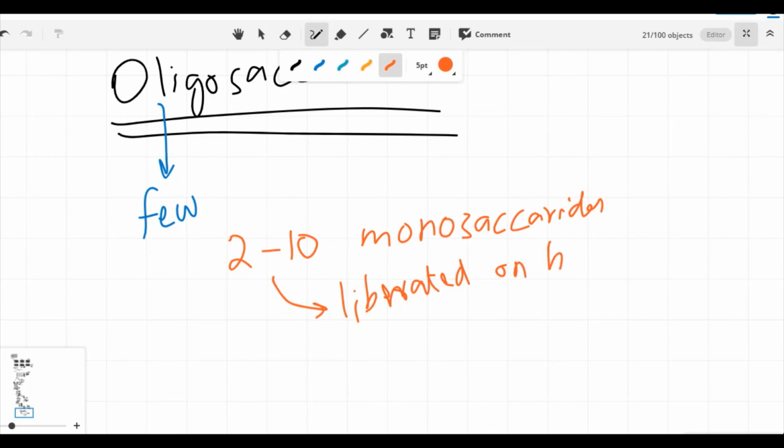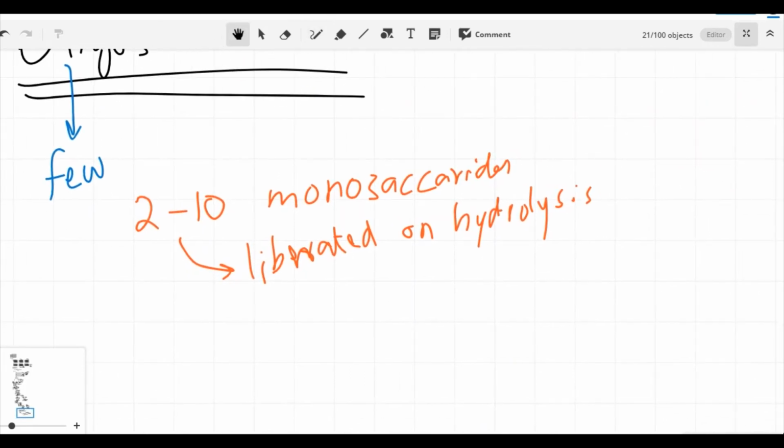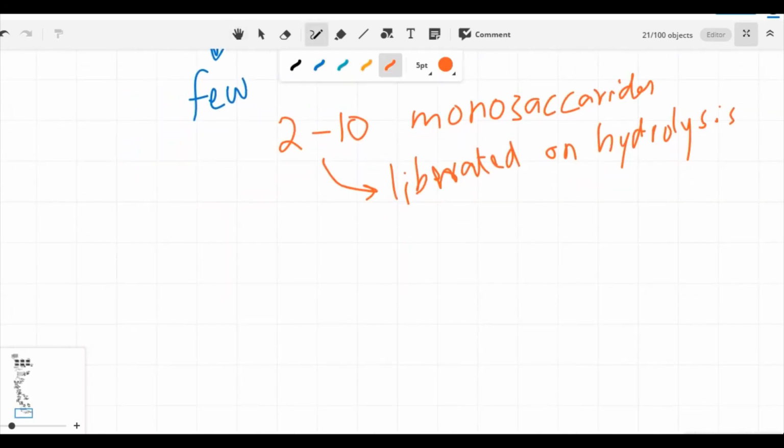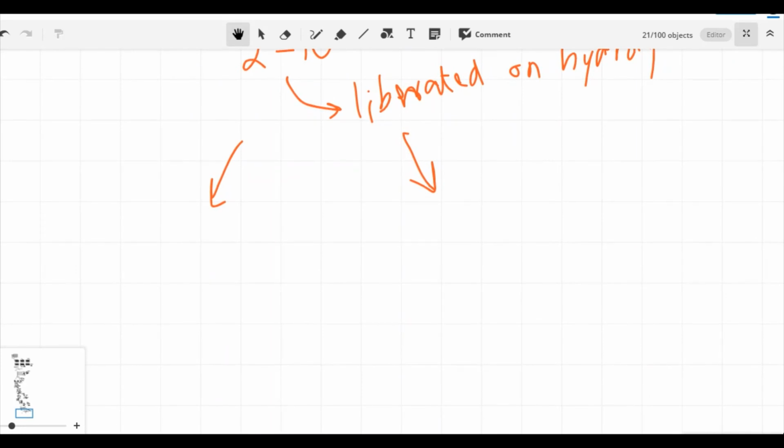Okay, hydrolysis. As you know, hydrolysis means the breakdown with the involvement of a water molecule. So here, based on the number of monosaccharide units present, oligosaccharides are further divided into different categories. For example, they can be classified as disaccharides according to the number of molecules.